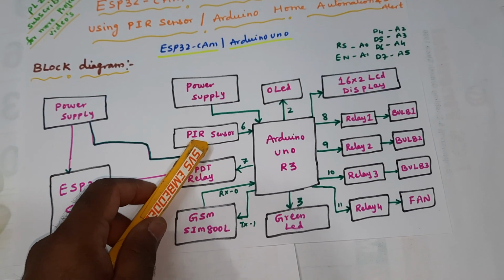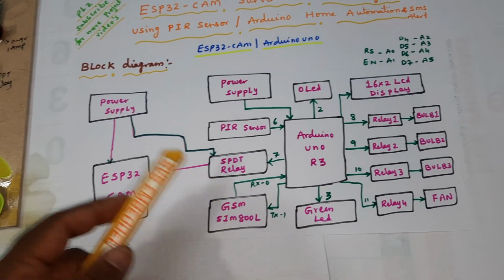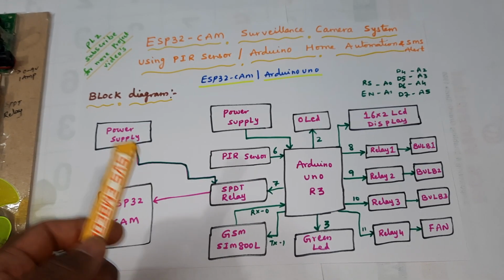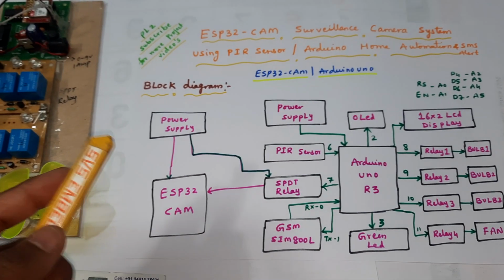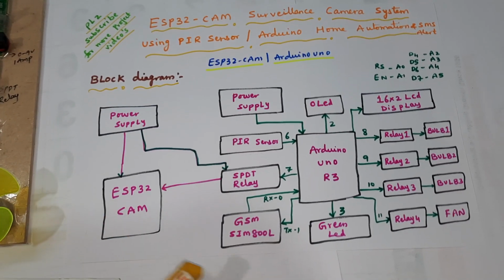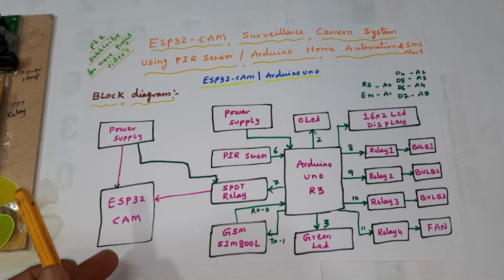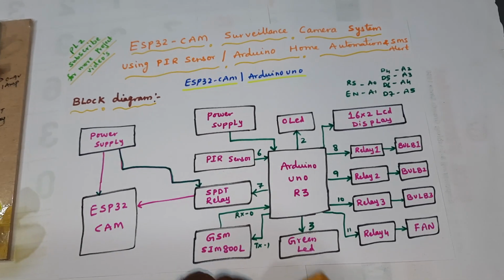The PIR sensor, a passive infrared detector, detects whether any human is present. If a human is detected, it will capture the photo, store it in the SD card and send it as an email alert. There is also a GSM SIM800L, an SPDT relay for on and off when PIR detects, a power supply, one orange LED and one green LED.